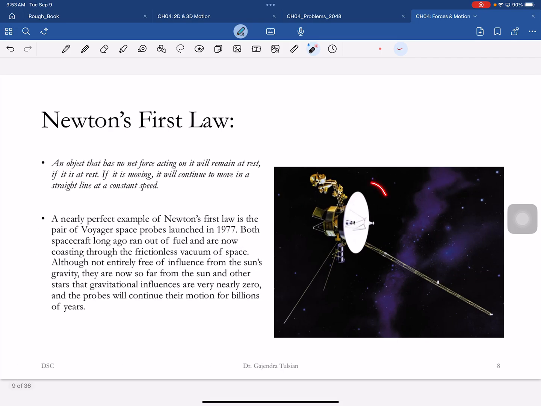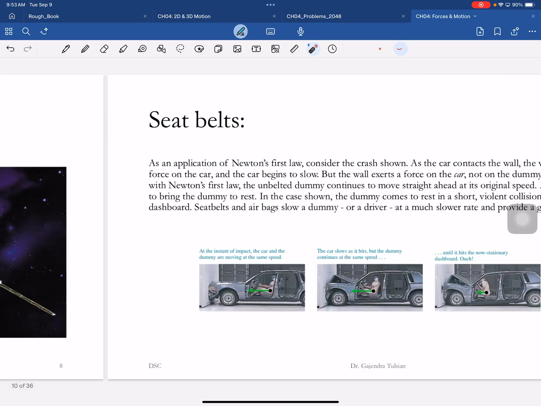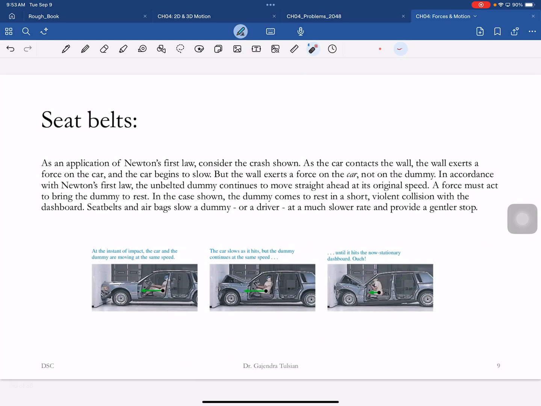And so here's again the statement of Newton's first law. An object that has no net force acting on it will remain at rest. If it's moving, it will continue to move in a straight line at constant speed. And these Voyagers, they've run out of fuel a long time ago, and they continue to move in space, in interstellar space. They've left the solar system.